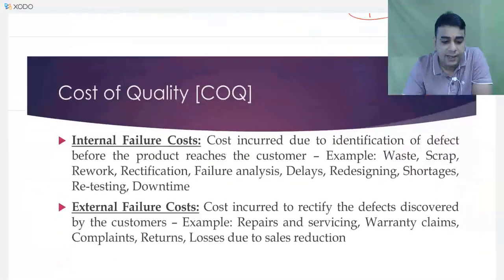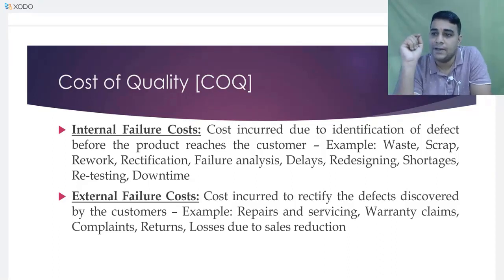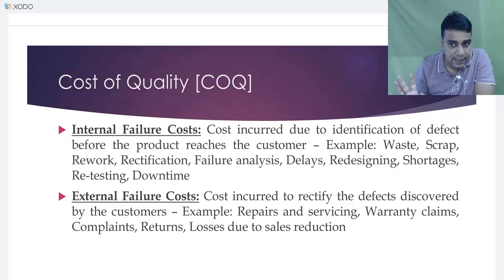Then we have internal failure and external failure. Simply, internal failure means my product does not reach the end customer. Examples: waste, scrap, rework, rectification, failure analysis, delays, redesigning, shortage, retesting, downtime. All these are incurred and the product does not reach the end customer. Sometimes you did an inspection, you found a defective product, and you decided to sell this defective product as a second-hand or downgraded product. If you are doing that, that is an external failure, as your customer gets to know that there is a problem.